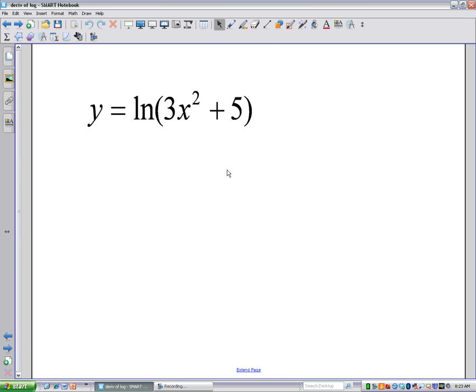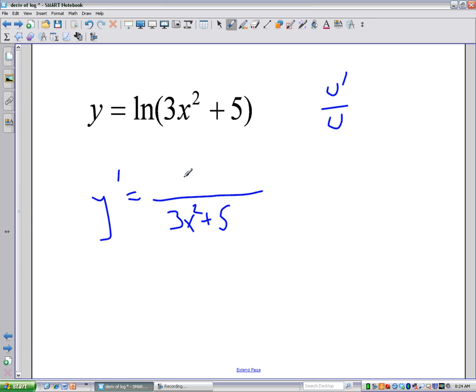Let's see what that looks like, shall we? We want to know what the derivative of this particular little thing here is. There is the pen. Blue today. So the derivative of y equals the natural log of 3x squared plus 5. Remember, the derivative is u primed over u. So y primed is always going to be some sort of fraction. Well, the u is 3x squared plus 5, and then on the top, we put the derivative of 3x squared plus 5, which is 6x. Okay, u primed over u. There you go. Derivative of the natural log.